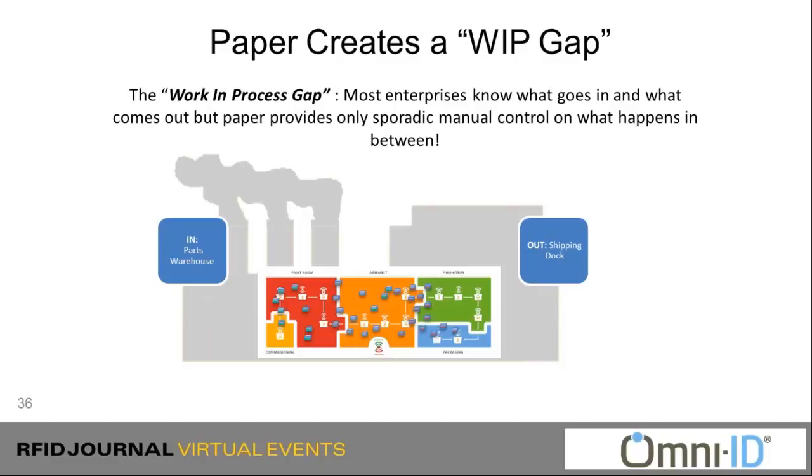But the reality is it's tribal knowledge and lots of paper slips that are routing those goods through the different workstations. Very little traceability, very little control, and especially if you want to make changes along the way or respond to real-time demand, your factory's out of control.